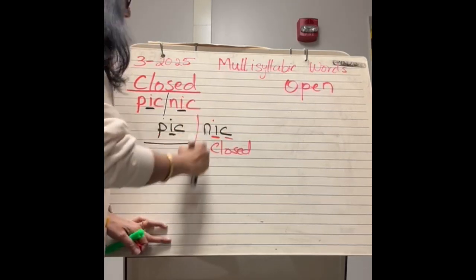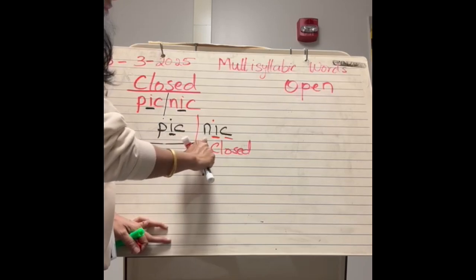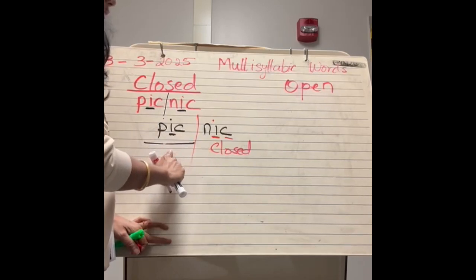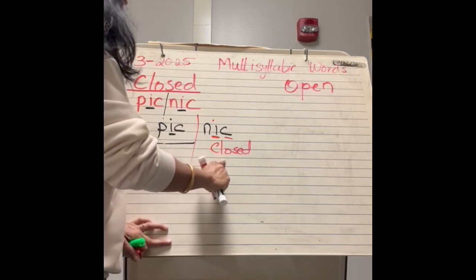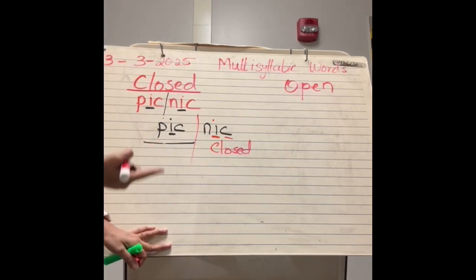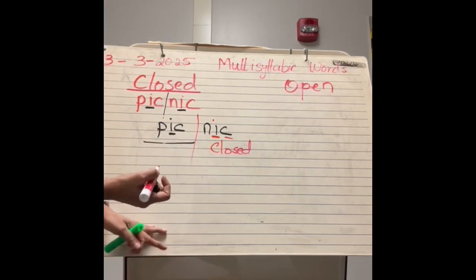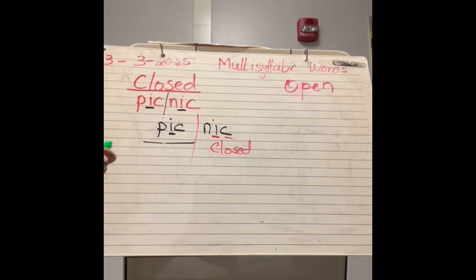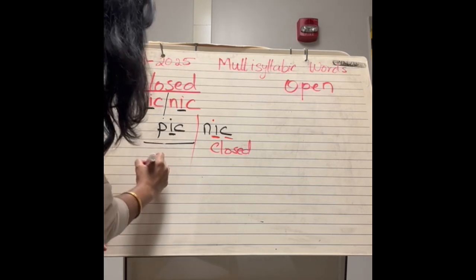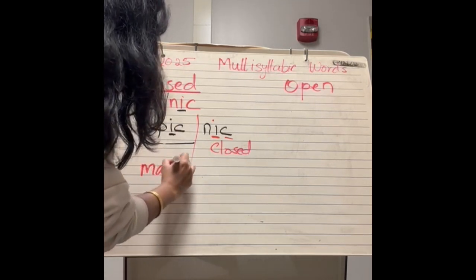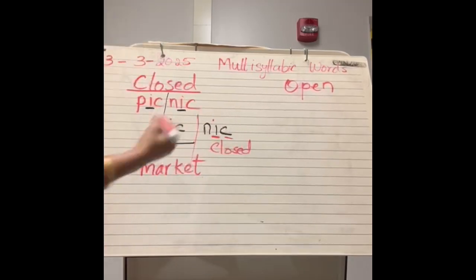Okay, so when we break the words and when we identify the syllables, it becomes easy for us to read the bigger words. Okay, this is a closed syllable. I'm going to give you more examples. Let me write another word for you to understand. So if I take another word, now look at this one.